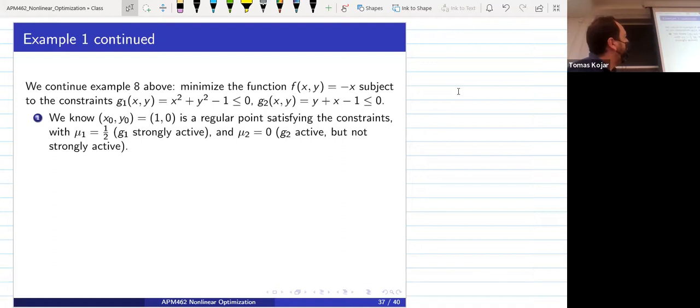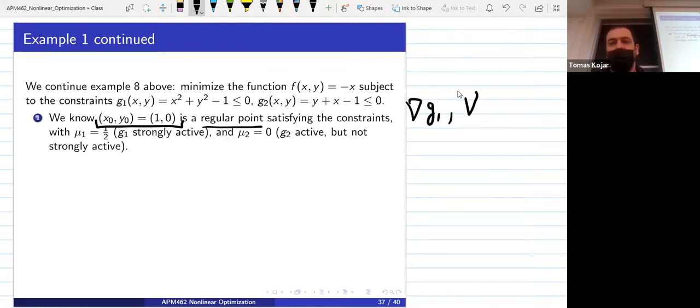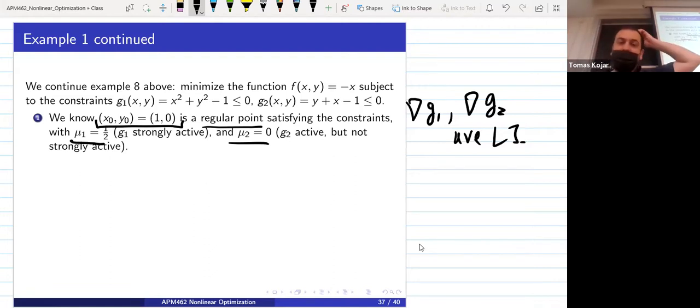Same example as before, minus x with this G1, G2. We will give you the local min. This is too hard for you to find, but it's easy for you to check. You have to check that it's a regular point. We did that before, namely that G1 and G2 are linearly independent. You just have to check a determinant to do this. I also found mu1 and mu2 by solving a system, and it happened that mu2 was 0.